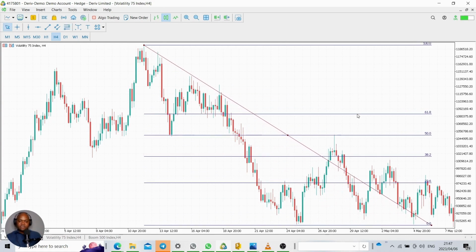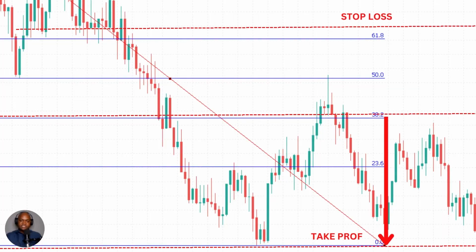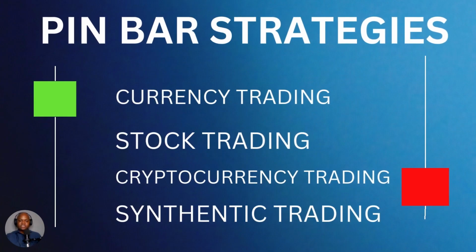Then for your profit target, we'll target the following. Our risk to reward ratio will be 1 to 1.5 or 1 to 2, or we can simply target the recent swing low. These strategies are effective and profitable when trading currencies, cryptocurrency, stock, and Deriv synthetic indices because price action remains relatively consistent in most financial markets.